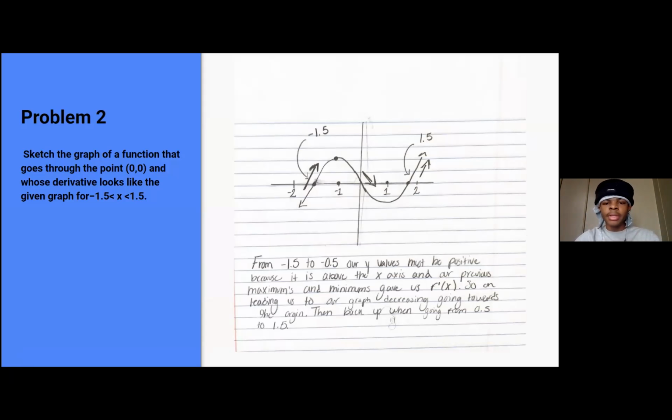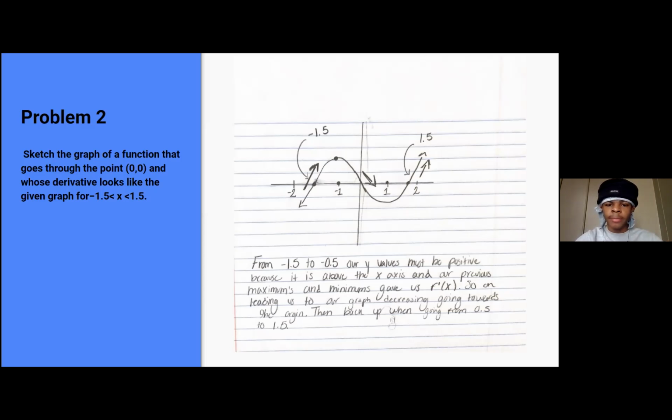In graphing this, we'll set our values the same up to negative 1.5, and that goes up at the start because our y value should be positive, because we're going up. And we have to go through the origin at 0, 0. So we will go back down and then we will go back up because we're going to 1.5.